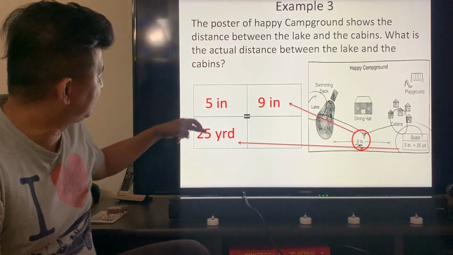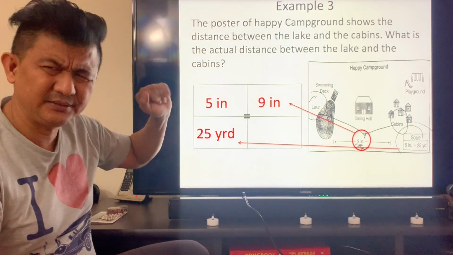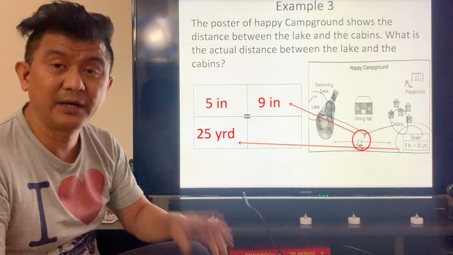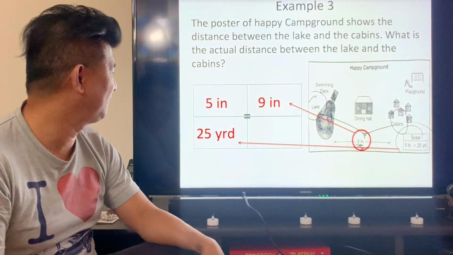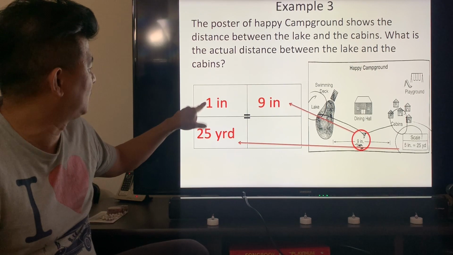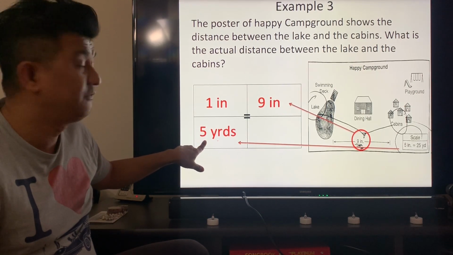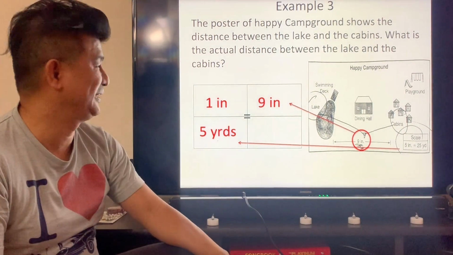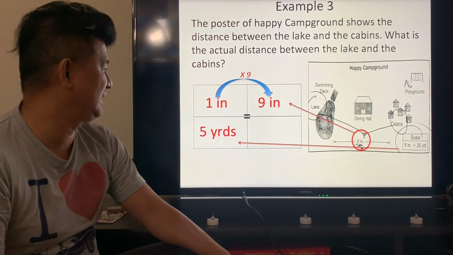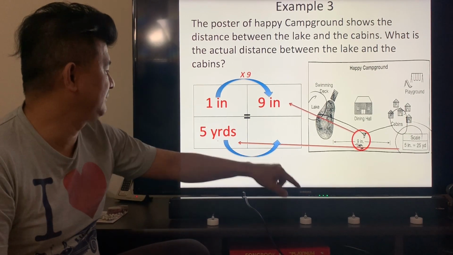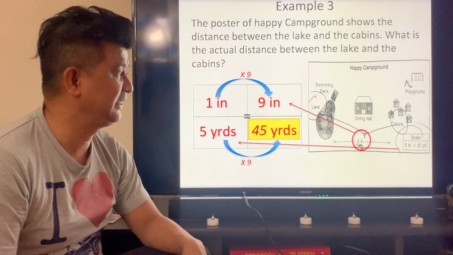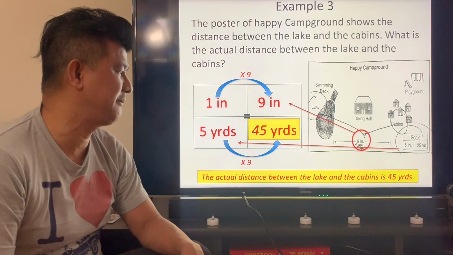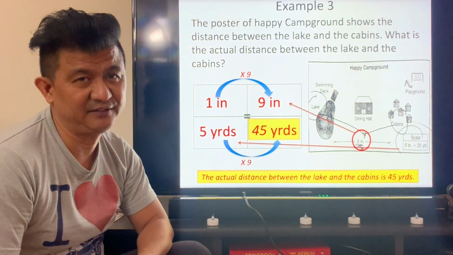Now, if you look at 5 over 25, can I simplify that fraction? What can I divide 5 and 25 with? Divide by what? Yes, divide by 5. Divide by 5, you get 1. Divide by 5, you'll get 5. Now, since we simplified, the pattern is more obvious now. 1 times 9 is 9, therefore at the bottom, 5 times 9 is 45 yards. So what can we say? The actual distance between the lake and the cabin is 45 yards.